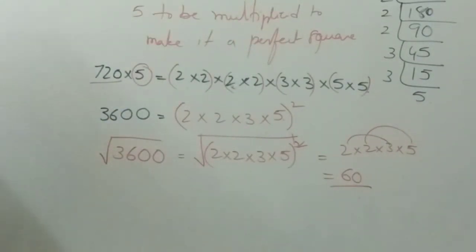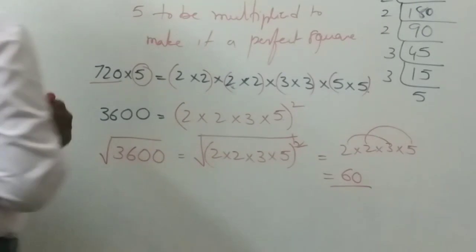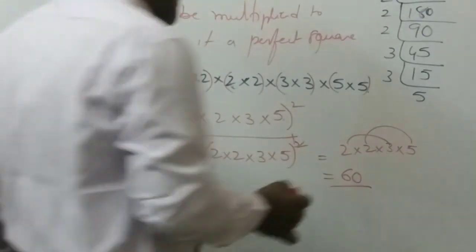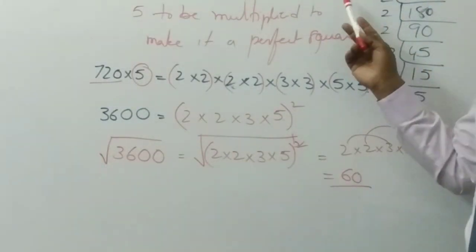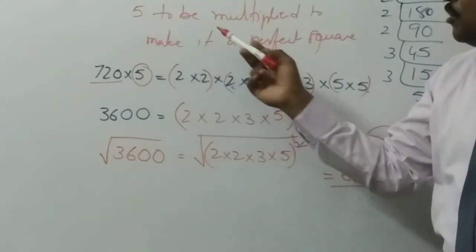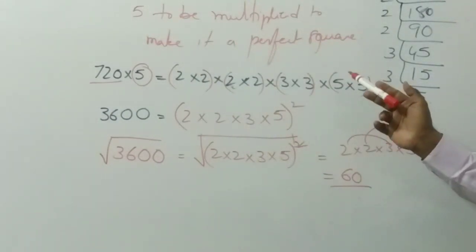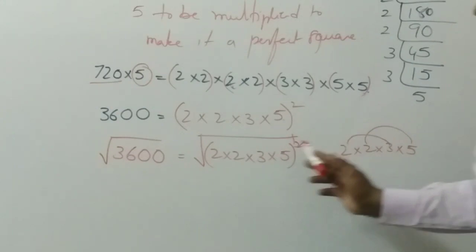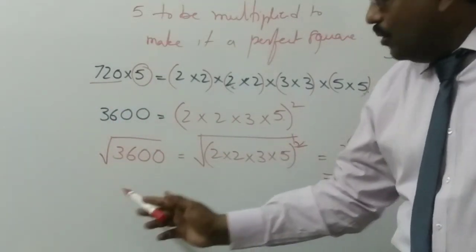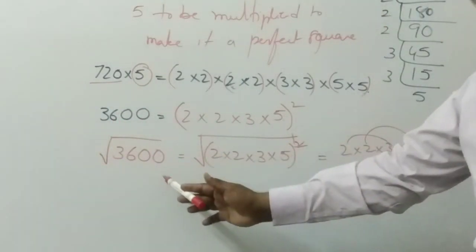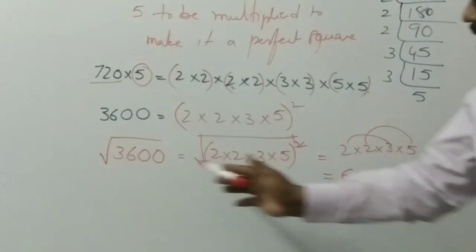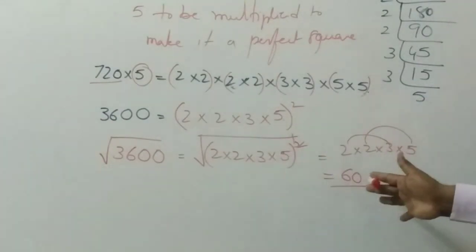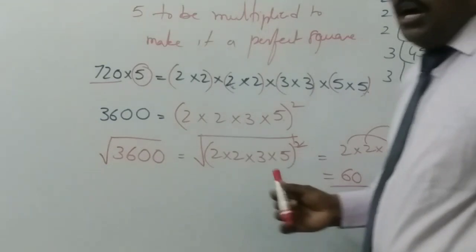Okay, so 720 is not a perfect square. So I did the prime factorization. Now 5 is alone. Therefore 5 has to be multiplied to make it a perfect square. I multiplied with 5. Then it becomes 3600. Then 3600 is the square of 60, or the square root of 3600 is 60. So this is our first example.